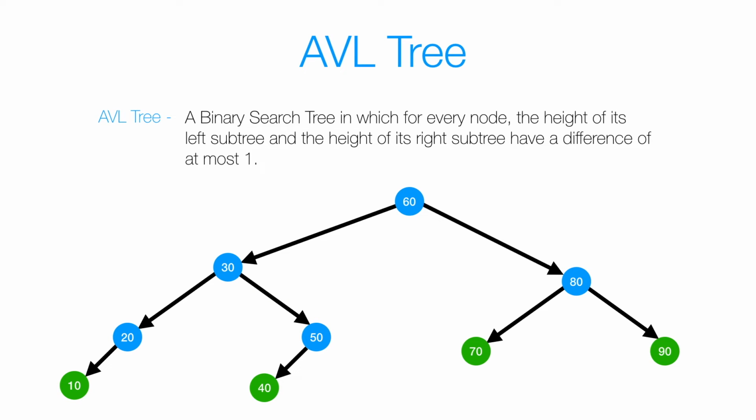An AVL tree is a binary search tree in which for every node, the height of its left subtree and the height of its right subtree have a difference of at most 1. So the height of a node is basically the number of edges in that node's deepest A to leaf path, where A is the node we're looking at.